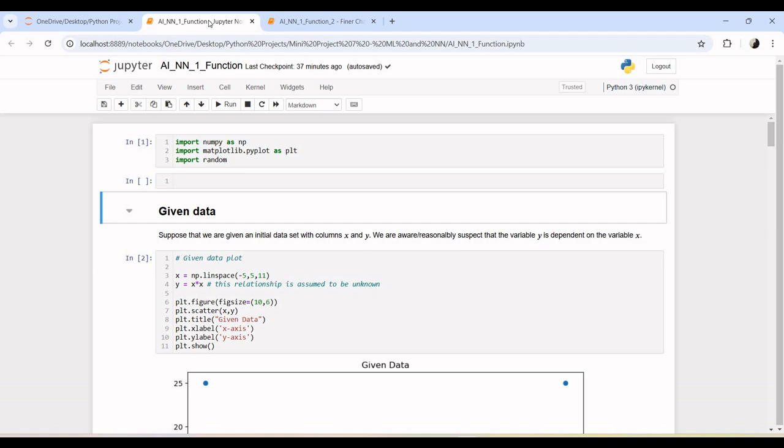Hello again. Today we're going to take some steps towards looking into AI and neural networks. So we're going to start off simple and see how far we get. This is part one, and hopefully there'll be quite a few more parts to come. So let's begin.